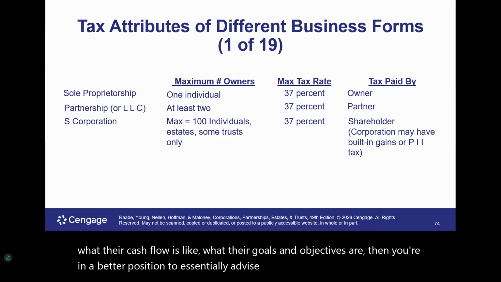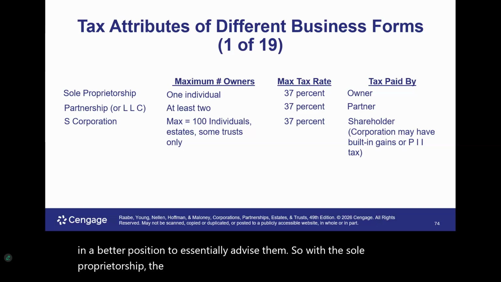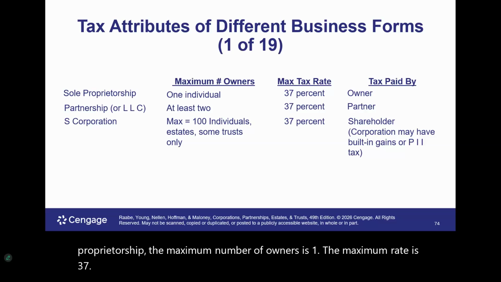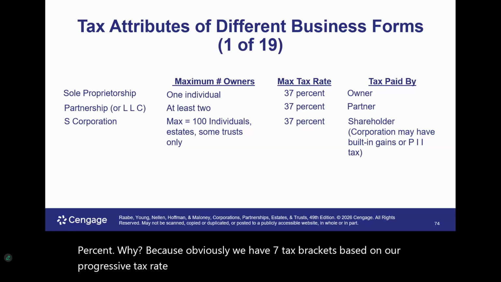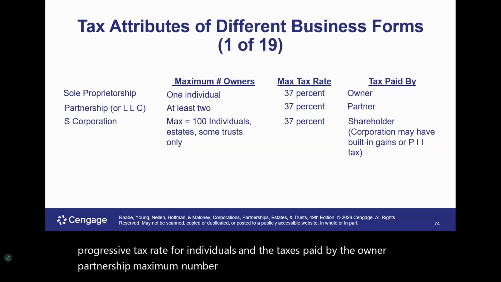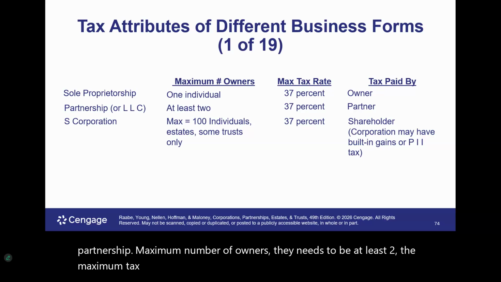So with the sole proprietorship, the maximum number of owners is 1. The maximum rate is 37%. Why? Because obviously we have 7 tax brackets based on our progressive tax rate for individuals, and the tax is paid by the owner. Partnership, the number of owners needs to be at least 2. The maximum tax rate is 37%. Why? Because the partners, again, it's based on their individual tax situation.